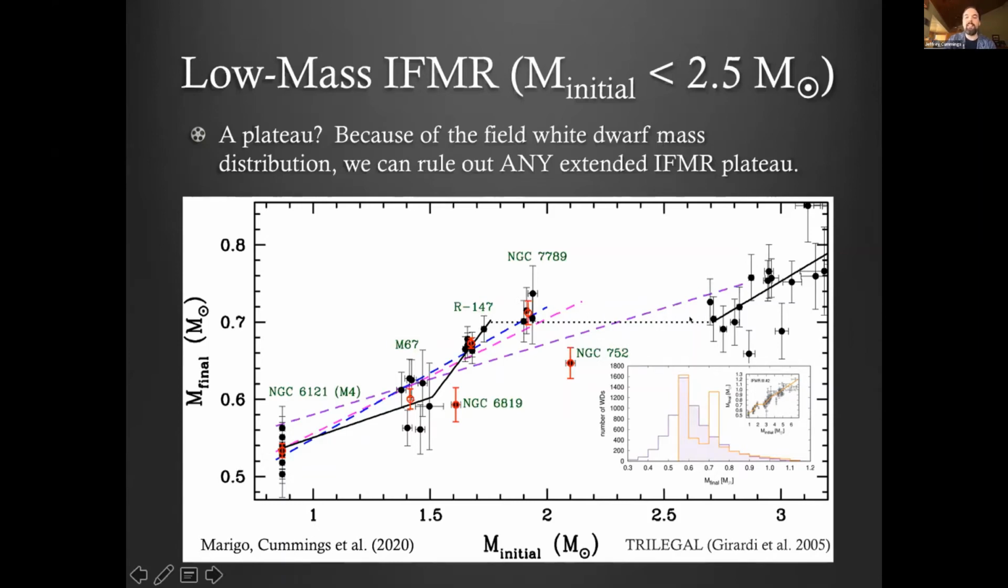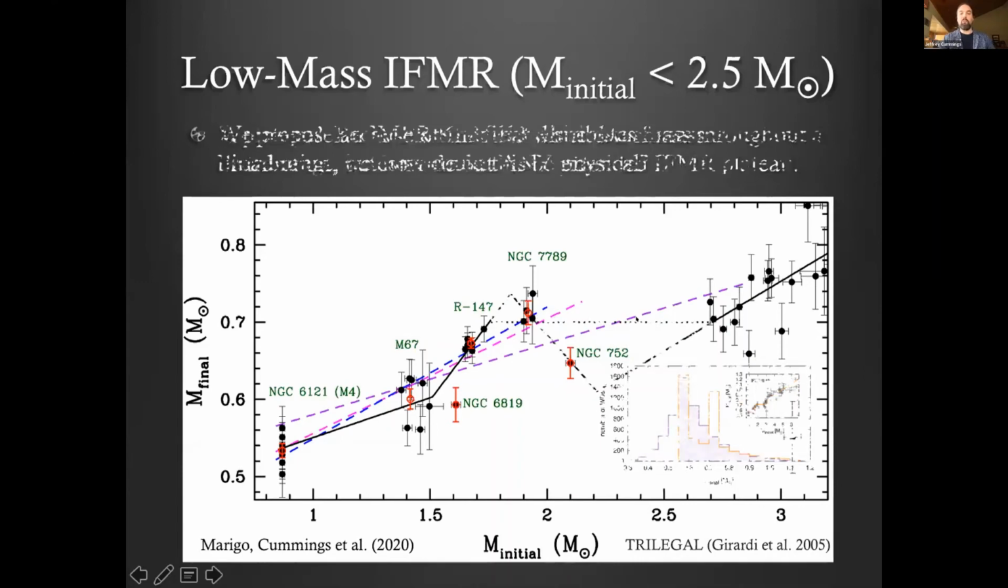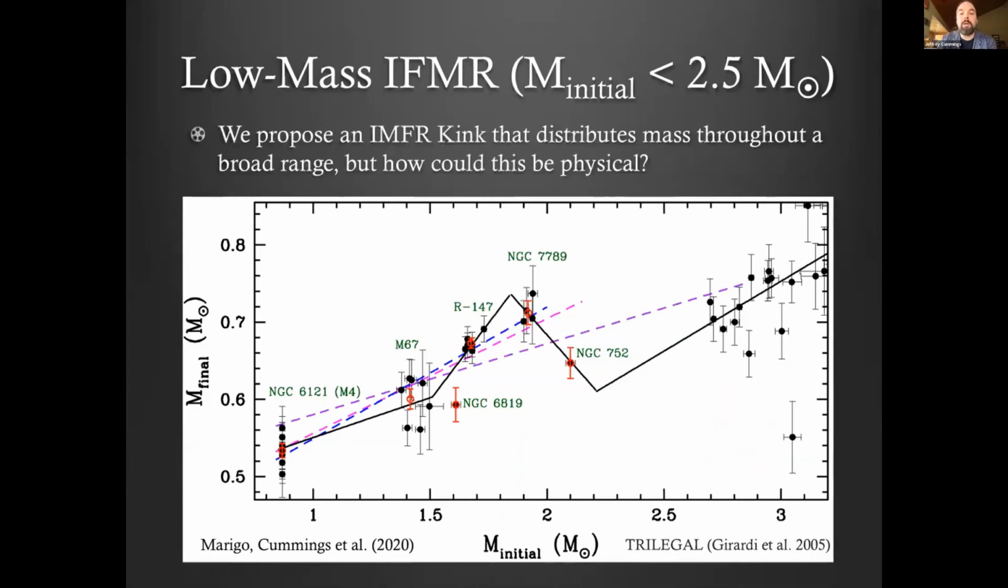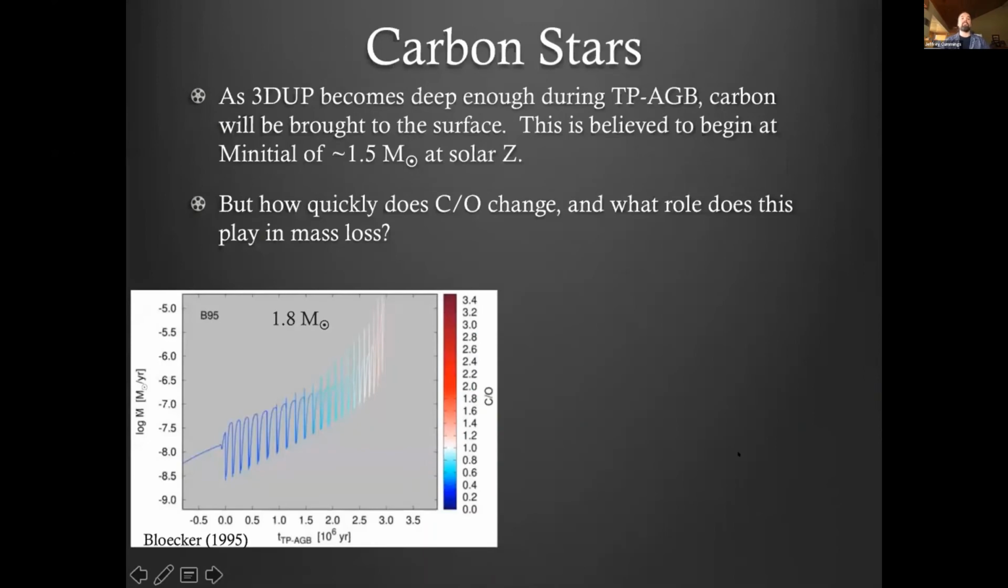We're a bit lacking in our initial final mass relation data, but one might just say, oh, let's put a nice plateau here. But this really doesn't match very well with population synthesis, because this would significantly overproduce 0.7 solar mass white dwarfs. So we have proposed a kink. This kink is sort of an unexpected type of shape, but it really matches well with the data and also produces a very consistent distribution of masses in our synthesis analysis.